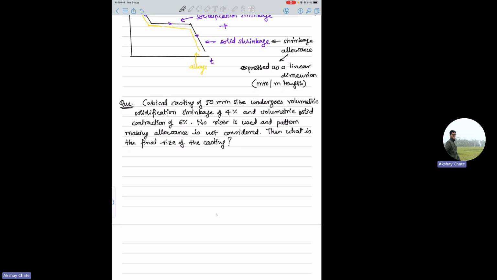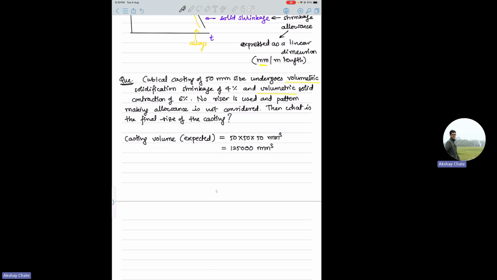So see, the trick here is, I told you, usually it is in mm per meter, but here it is not, right? Here they're all talking in volumetric terms. So first thing is, you have to calculate the volume. What you expect is a 50 cross 50 cross 50 mm cube, right? So that is 125,000 mm cube expected. But what happens? It undergoes 4% volumetric solidification shrinkage. So during the phase change itself, it undergoes 4% shrinkage.